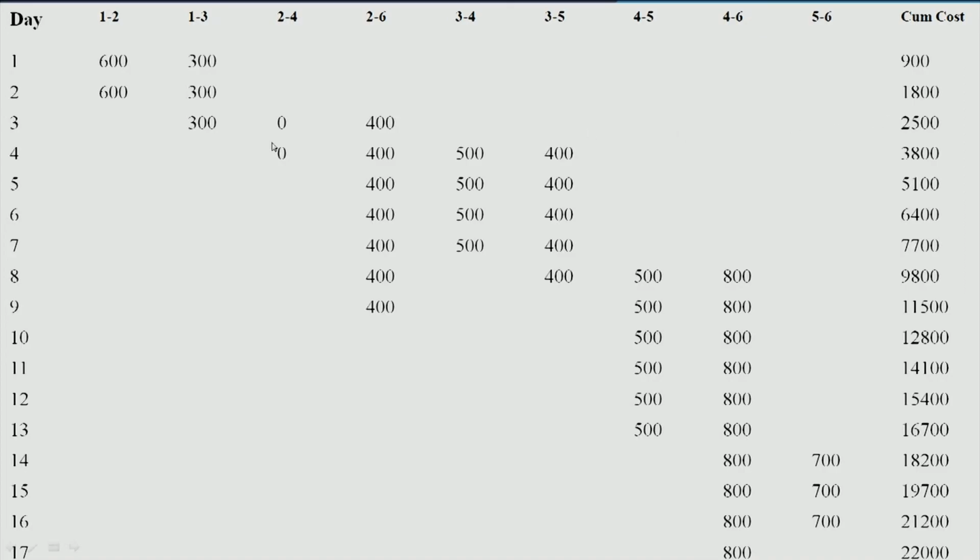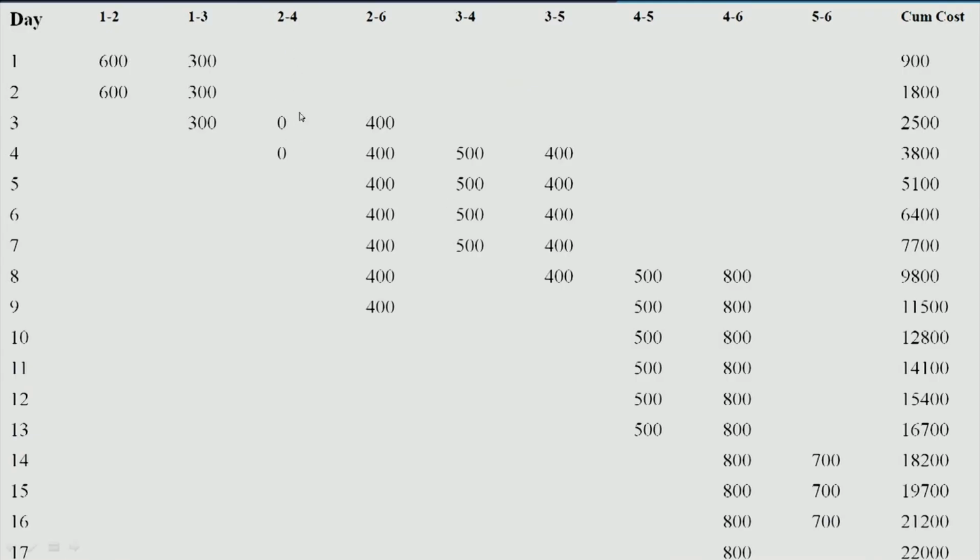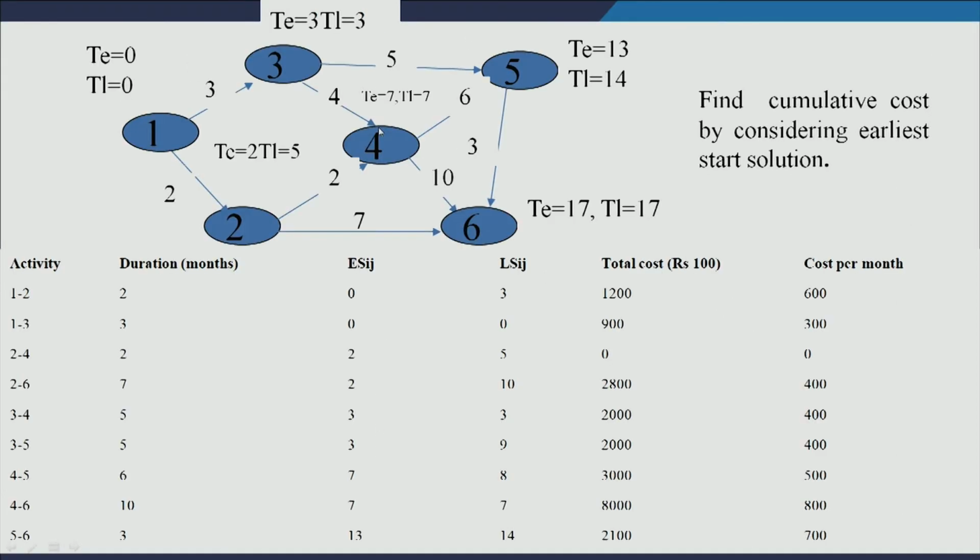If you look at activity 2-4, its cost is 0, so that is why this is 0. For activity 2-6, its earliest start is what? For activity 2-6, earliest start is 2 and its duration is 2. It means on the third and fourth day, the cost for activity 2-6 is this, right?